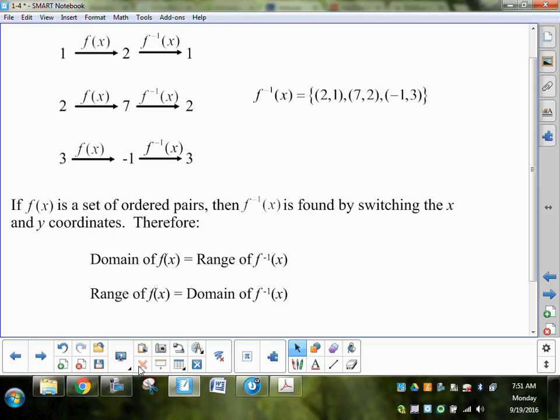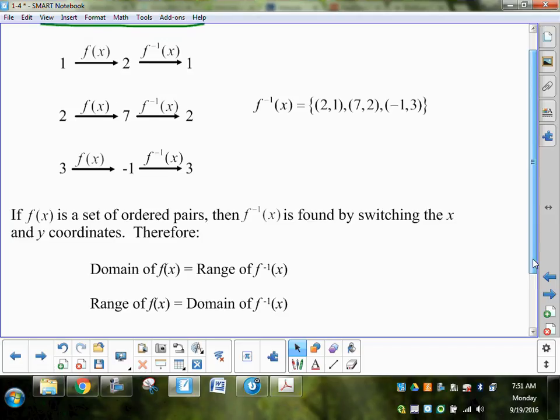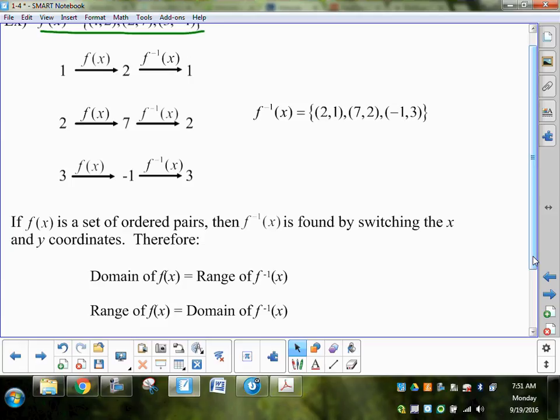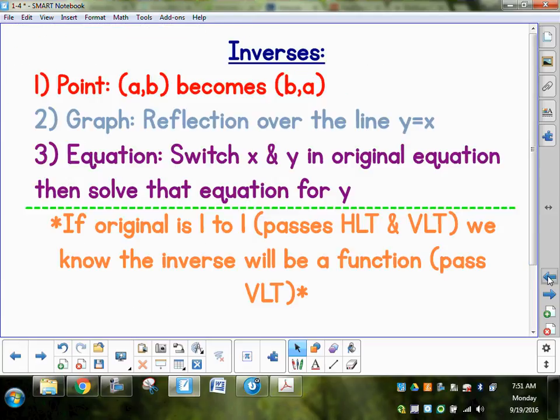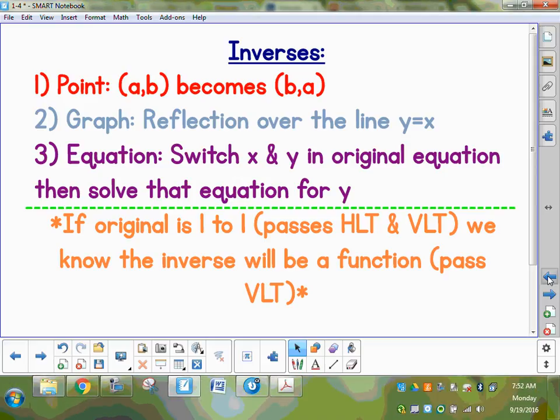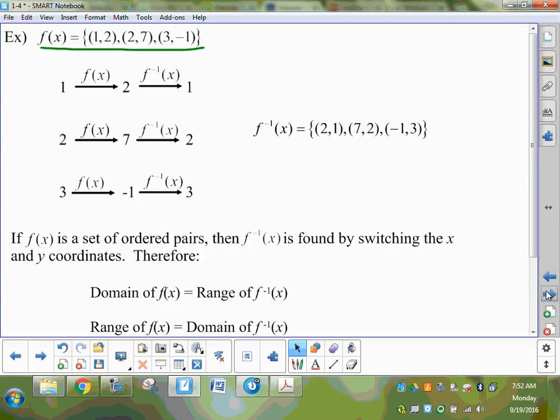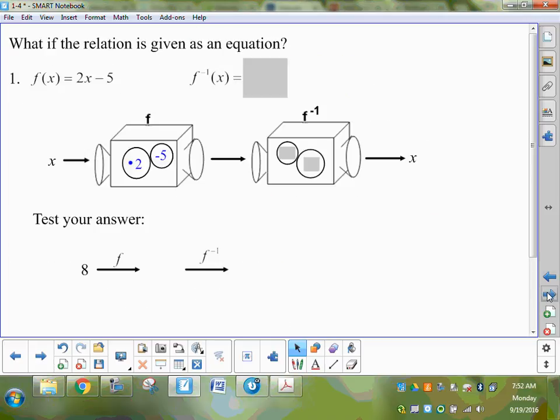Sorry, what was the thing that you started accidentally writing over? Yeah, if the original is one-to-one, the inverse will be a function. Does that just mean if you invert, the inverse function is going to be the same as the original? No. We'll see more examples of it now. We'll put it up again.